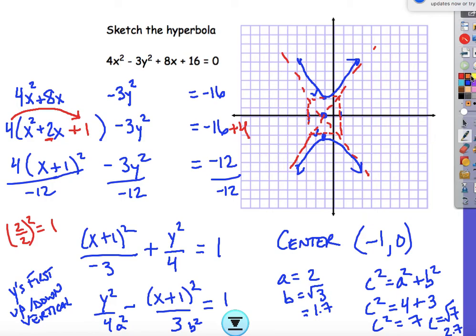And then for your foci, that's where we need the value of C. Center to focus is C. So I got to go about 2.7 up and down because it follows on the same axis as the vertices. So go about 2.7. You can barely see it right there. And then from the center, go 2.7, about there. It's a little hard for me to draw with this board that I'm using, but I think you get the idea.